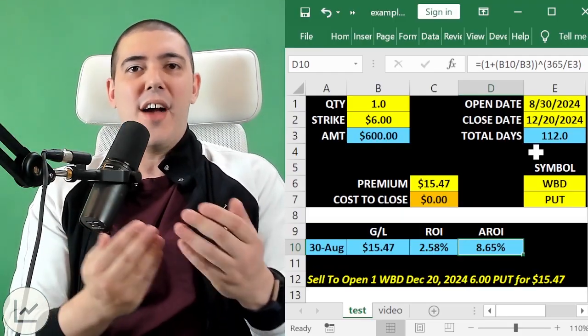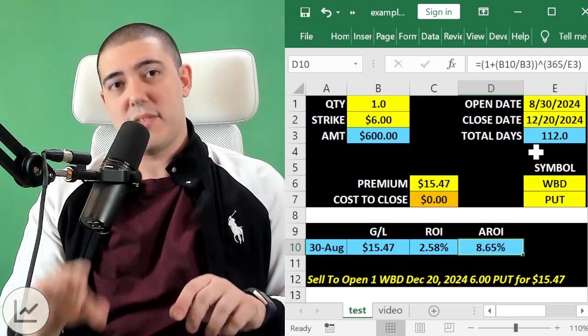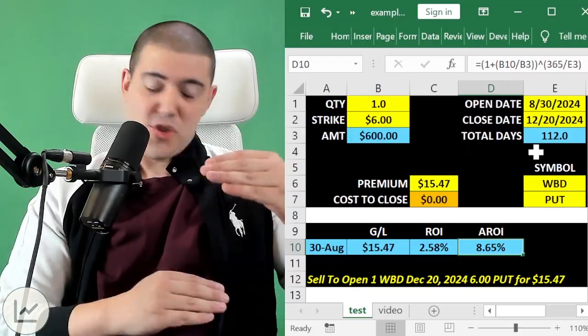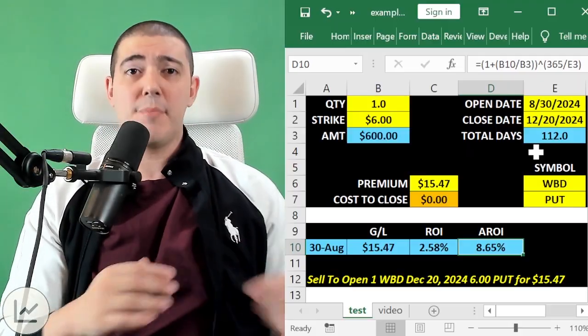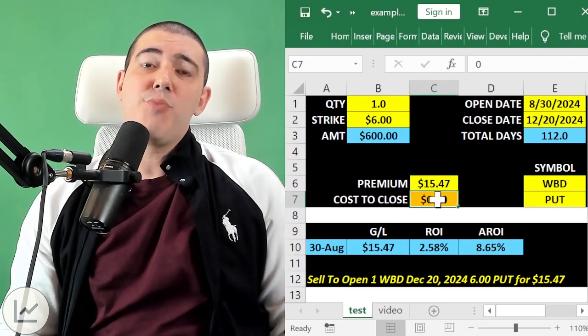So now I can calculate risk and return, and I can compare contracts across securities, across strike prices, across expiration dates within the same security. So you see how this is very, very useful. And it's a simple formula. Let's run some scenarios now.